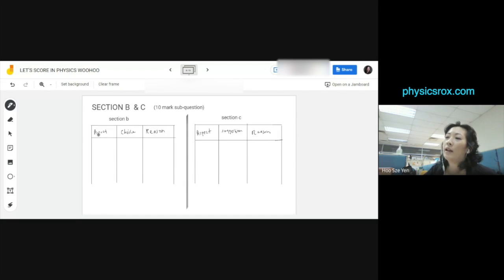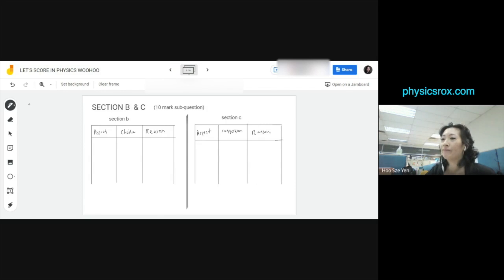What if you label the header wrongly? Would you get zero? Okay, don't worry. The header is not part of the marking scheme. If you don't write the correct thing, or you don't even write a header, it's actually not so bad. There are no marks even for the header, so you never mind. You focus on your answer.